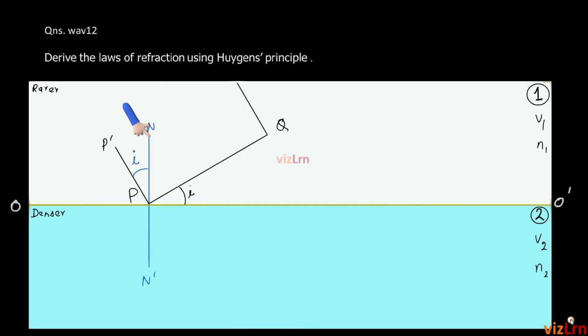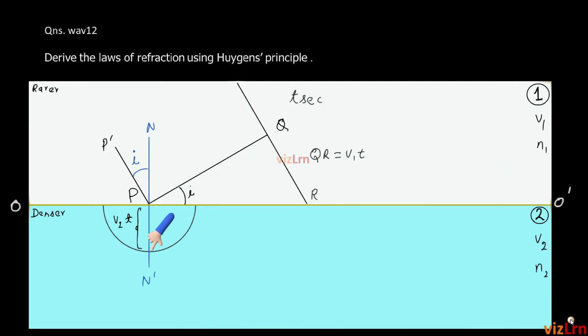Now as per Huygens principle, we will have secondary spherical wavelets travel out from point P in medium 2 with a velocity v2. So if the wavefront takes a time t to travel from Q to R in medium 1, in the same time the secondary spherical wavelet from point P moves out to a radius equal to v2 into t.